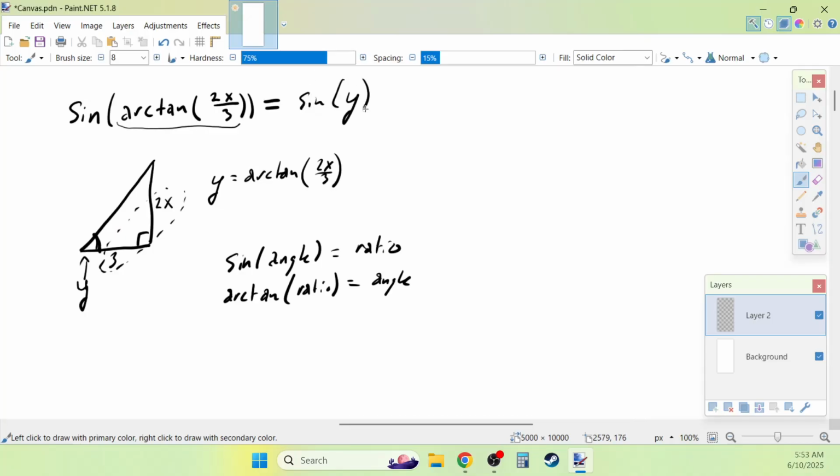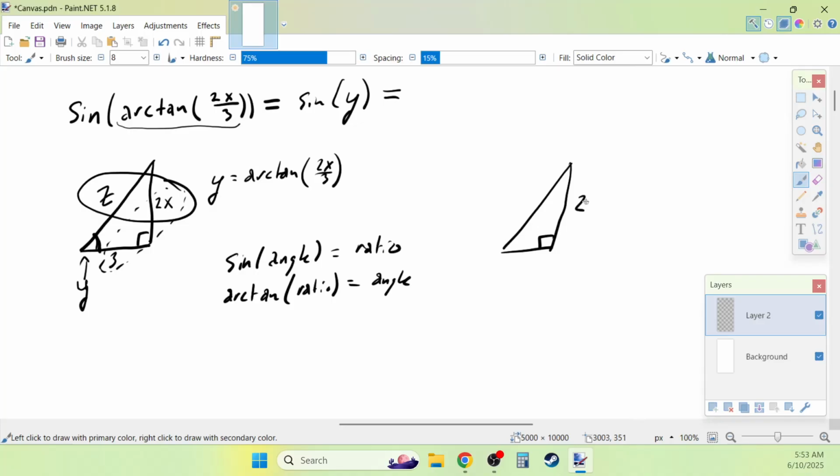I'm going to write it like this. Sine of arctangent of 2x over 3 equals sine y. Well, that means that if I just find the sine of this triangle, which is the ratio of these two sides, then I have solved and simplified my expression. So, draw this triangle over here again where it's less crowded.